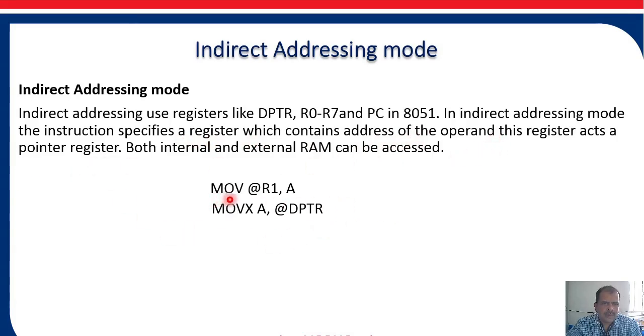So for example, if I write down an instruction MOV @R1, A, the contents of accumulator will be copied to a memory location pointed by R1. So R1 will point to a memory location. It will contain an address, and the contents of accumulator will be placed at that particular address. Similarly, MOVX A, @DPTR will copy the contents of a memory location pointed by DPTR in external data memory to accumulator. So this is indirect addressing mode.